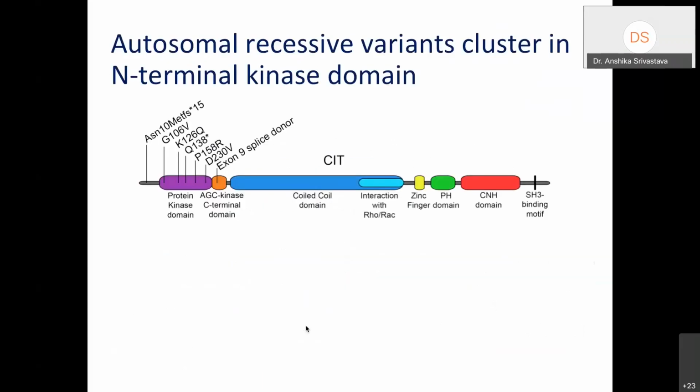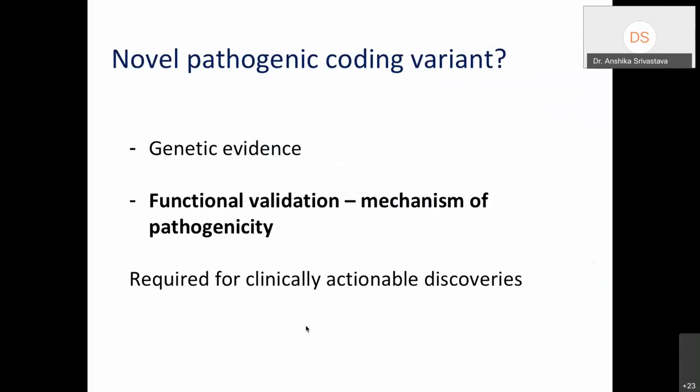As I showed you over here, this is the domain architecture of citron kinase. Since all the variations map into the kinase domain, it shows that autosomal recessive variants cluster in the N-terminal kinase domain. Now we move on to functional validation, that is, the mechanism of pathogenicity.